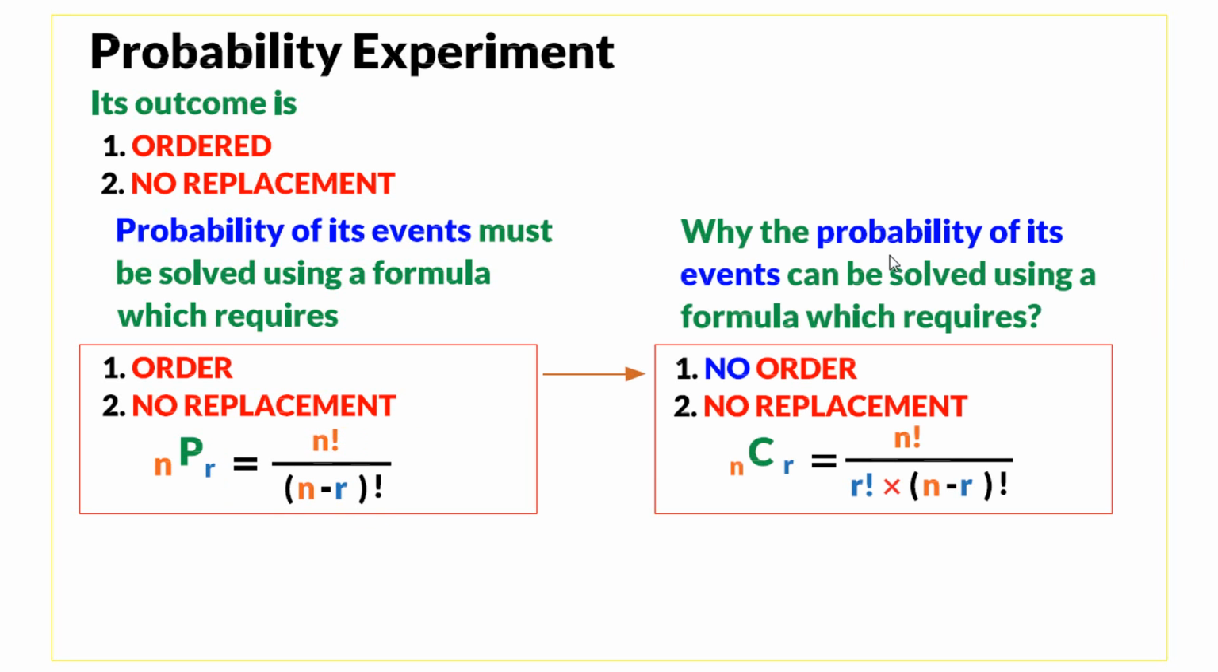So now we face the following question: why can the probability of our experiment be solved using a formula which requires no order instead of order and no replacement? And this is the formula. We are going to answer this question later, but not in this video. But we have to remember always the relation between combination and permutation. So combination without replacement is equal to permutation without replacement divided by r factorial.